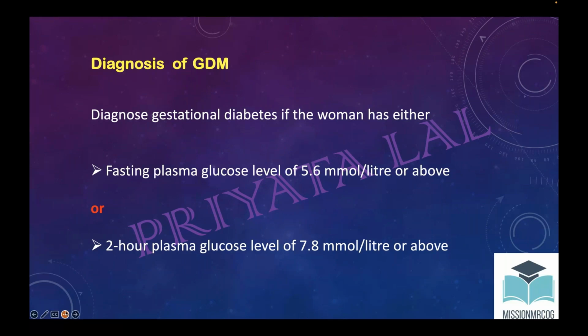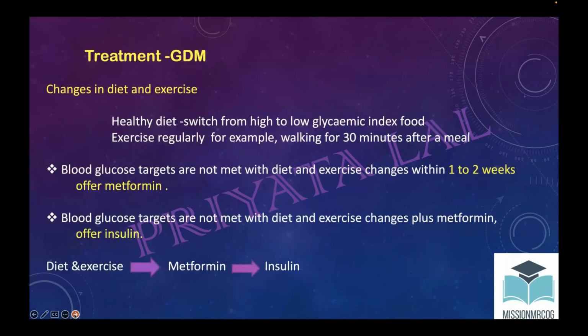So now coming to what the guideline says about the treatment of GDM. First and foremost is lifestyle, that is switching over from food of high glycemic index to food of low glycemic index. So this is the diet change. And exercise, a 30-minute walk after a meal. So they will review, they will give the diet and exercise advice. After that they will see the patient in 1 to 2 weeks.